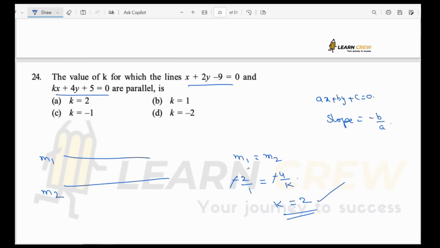If slopes are equal, then two lines are parallel. If the product of slopes is -1, then the two lines are perpendicular. If two slopes are equal, then the two lines are parallel. If the product of two slopes is -1, then the two lines are perpendicular. Okay, next.